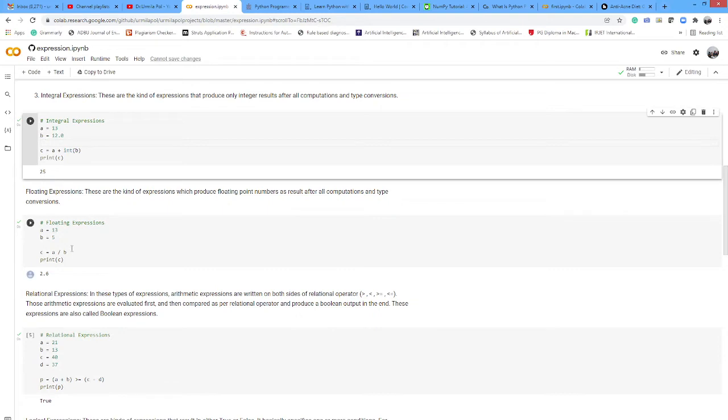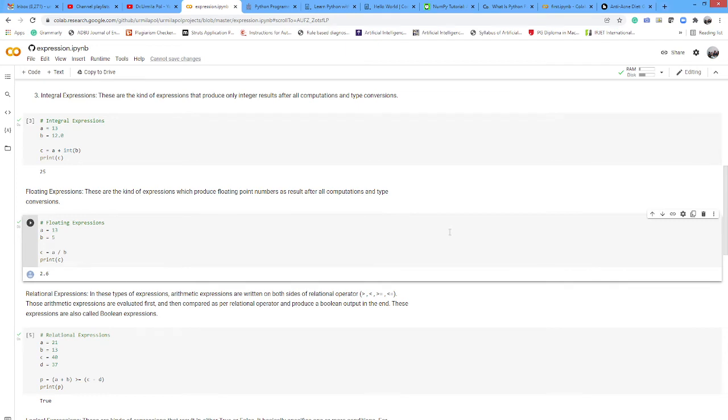Floating expressions. These are the kind of expressions which produce a floating point number as result. a is equal to 13, b is equal to 5, c is equal to a divided by b. Print c, it gives 2.6, that is a floating number.